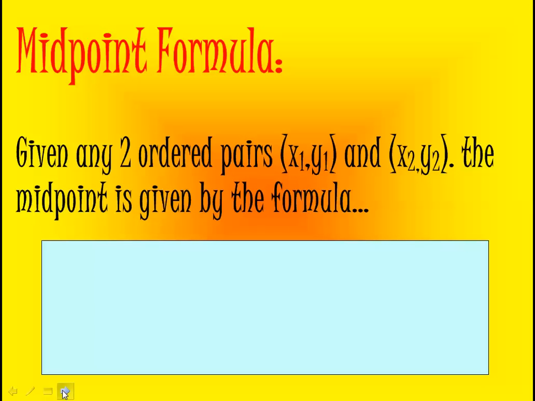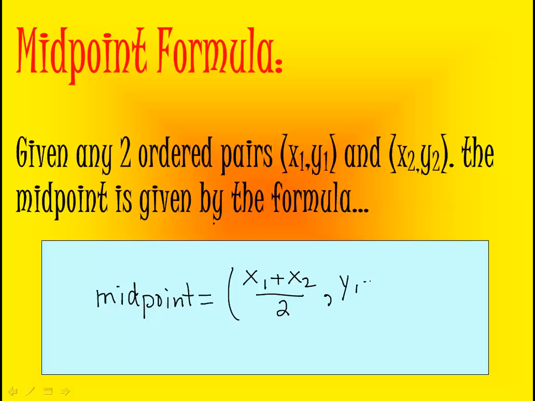It says given any two ordered pairs, x1, y1, and x2, y2, the midpoint is given by the following formula. The midpoint is equal to x1 plus x2 divided by 2 and y1 plus y2 divided by 2.